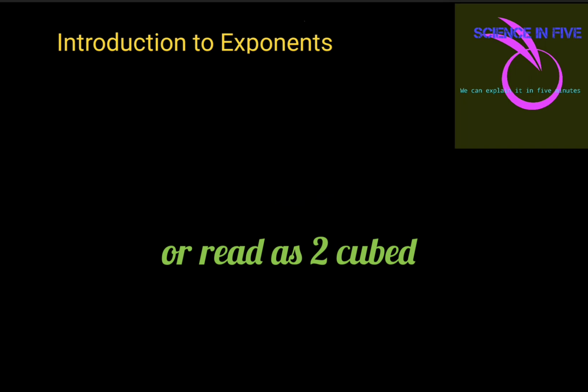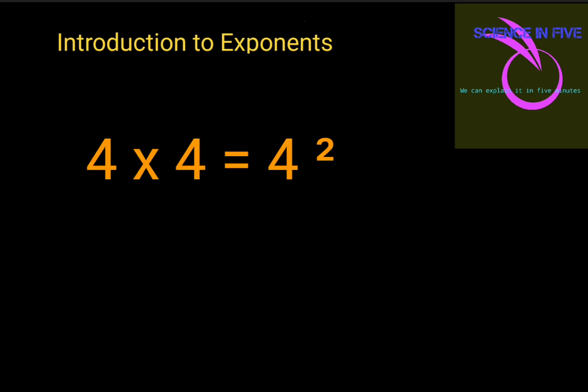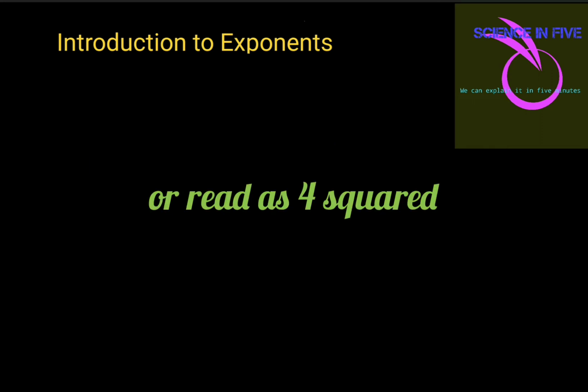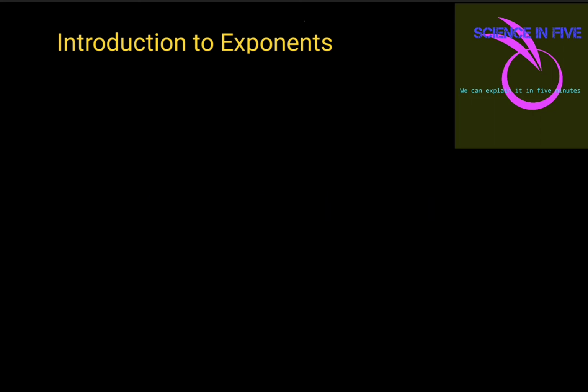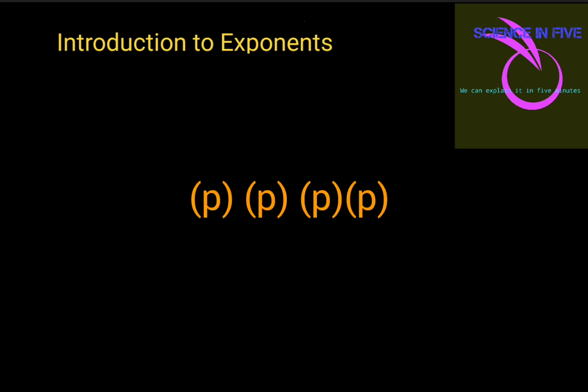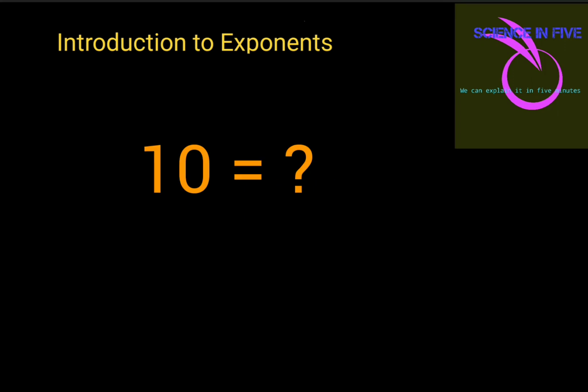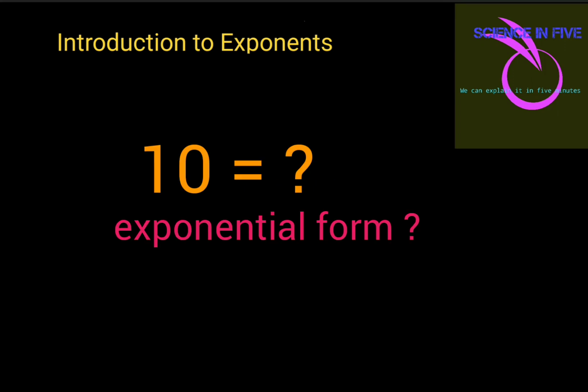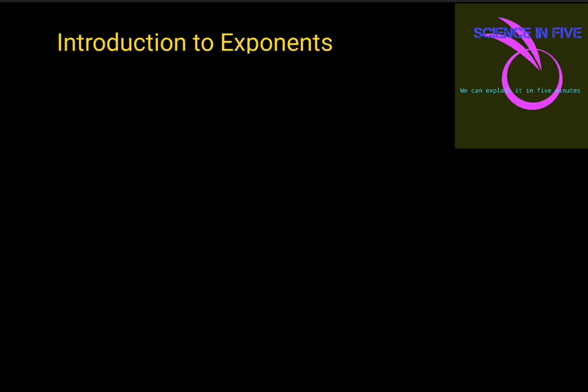If I have 4 times 4, this can be written as 4 to the power of 2. If I have p times p times p times p, this can be represented as p to the power of 4. What if I have a number like 10? Well, 10 can be represented as 10 to the power of 1.